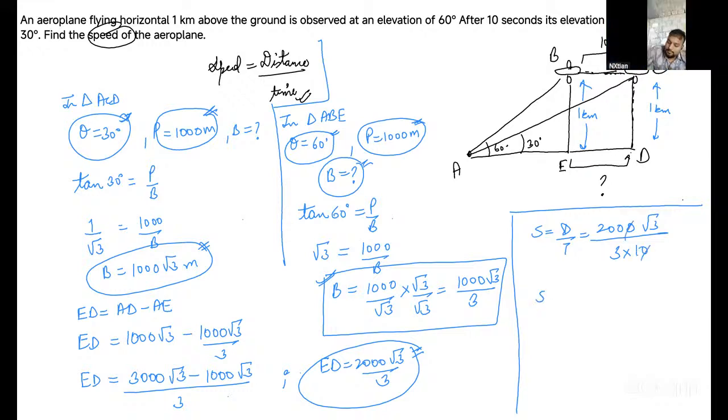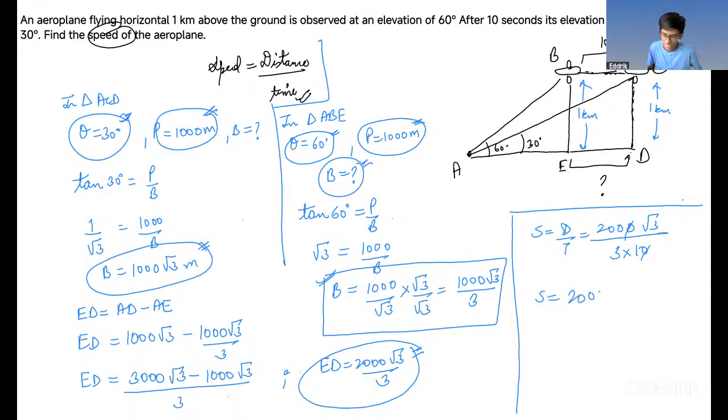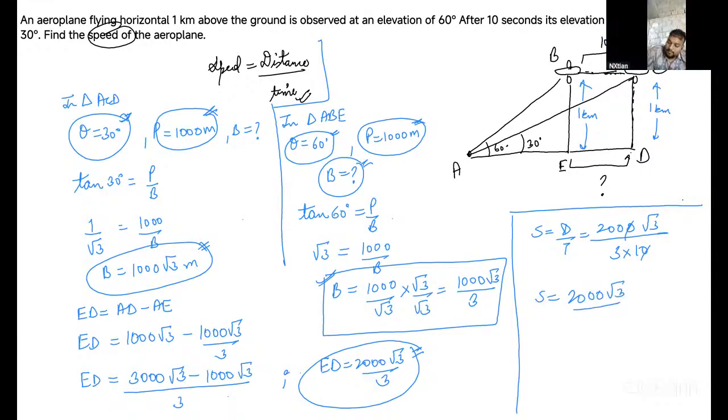Then it will become 200 root 3 by 3 meter per second. Correct. Guys, did you understand? If you didn't understand, please ask me. Miracle, ask me. Betya, ask me. Where didn't you understand?